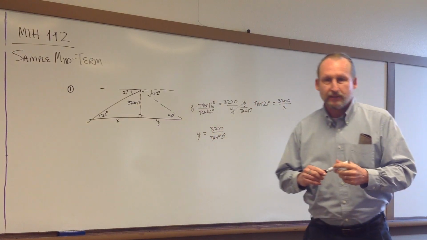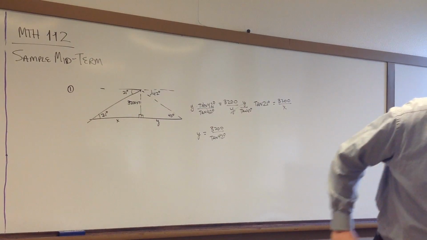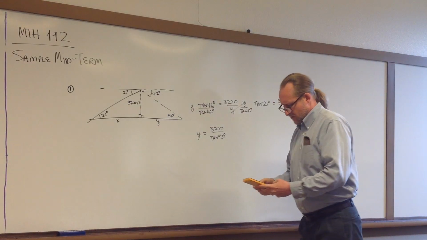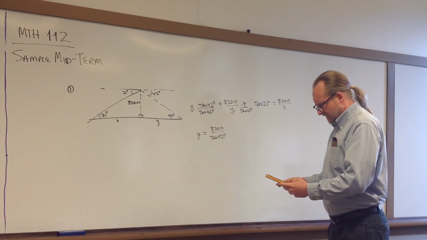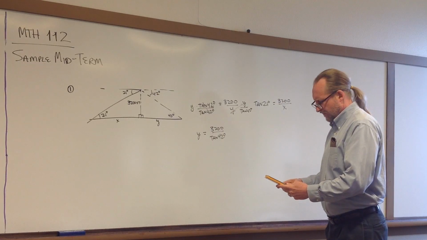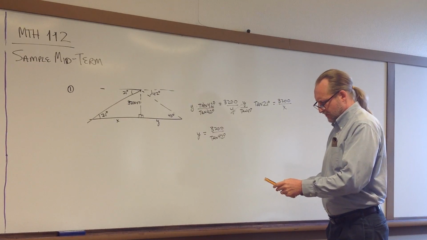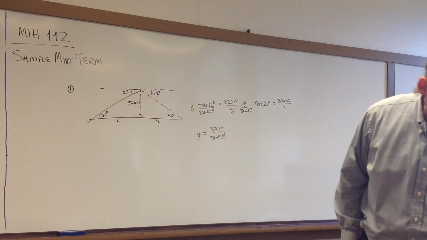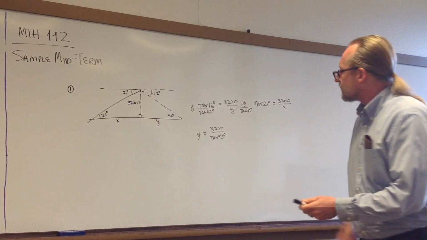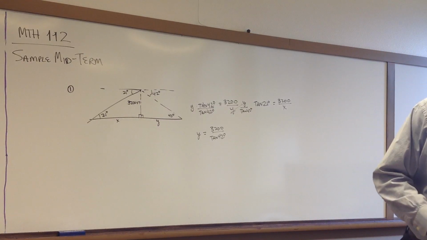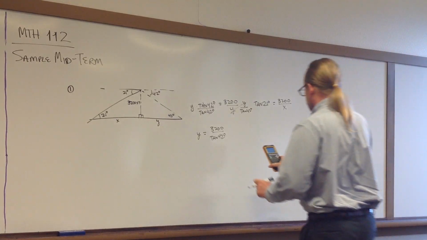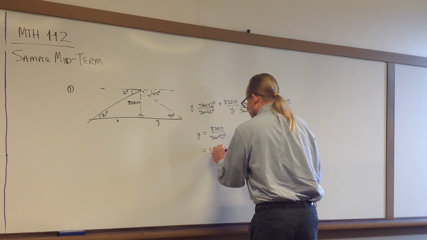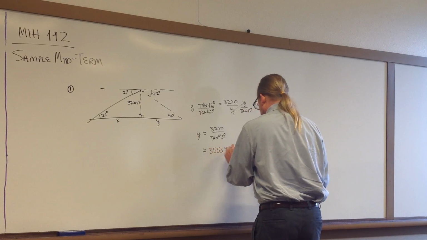This marker's not going to last a long time, so I've got another one. 3,200 divided by the tangent of 42 degrees, and let's double check, make sure I'm in degrees. Yep, good. We're rounding to the nearest foot, so I'll carry over a decimal point or 2 and then round at the end. This comes out to be about 3,553.96.